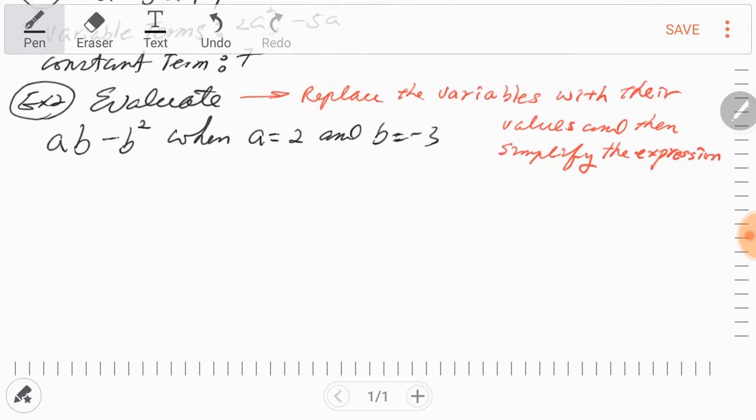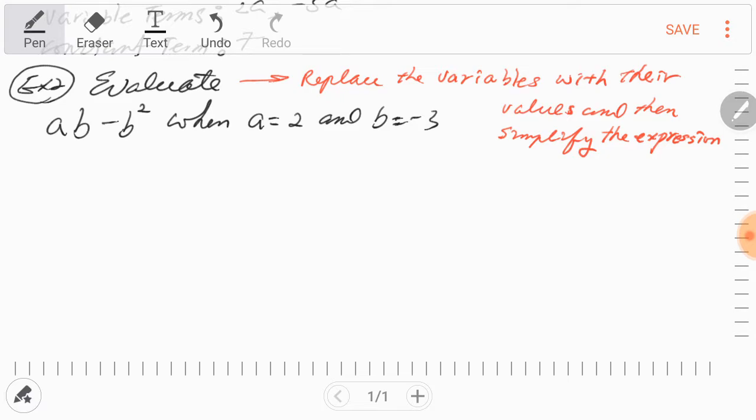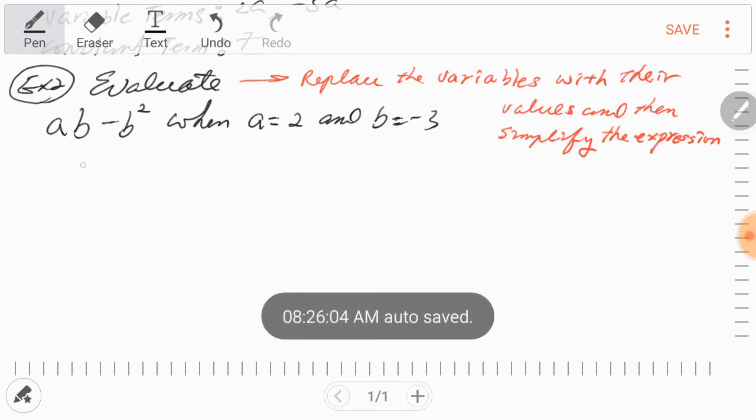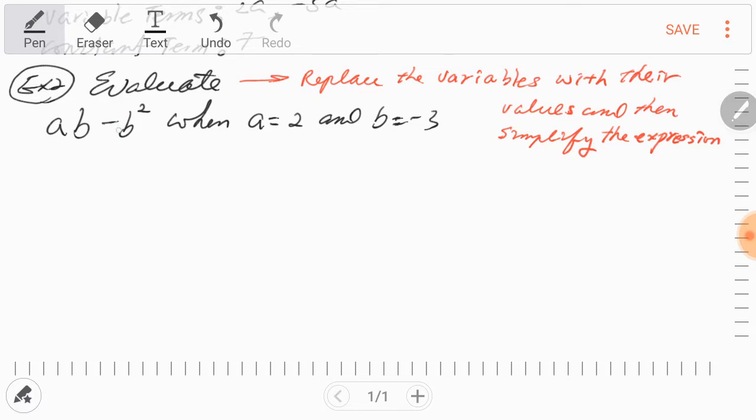Okay, next example is evaluating an expression. Evaluate ab minus b squared, ab plus negative b squared. When you evaluate this, we have to substitute the values 2 and negative 3, which are given for the variables a and b. So when we evaluate the expression, that means replace the variables with their values, and then simplify the numerical expression.